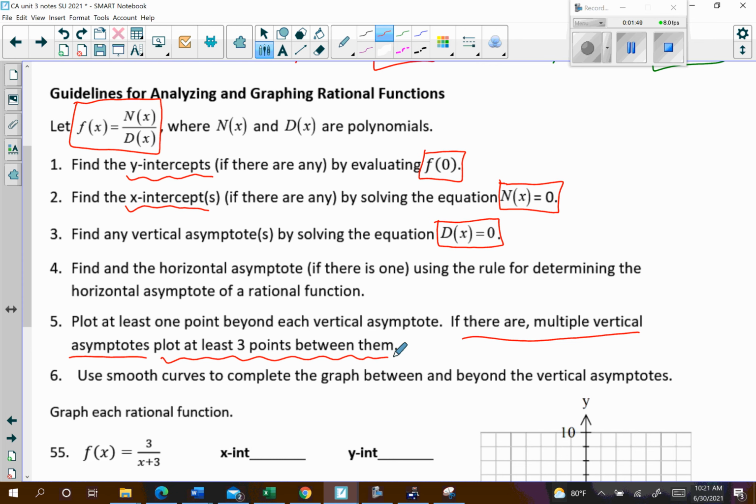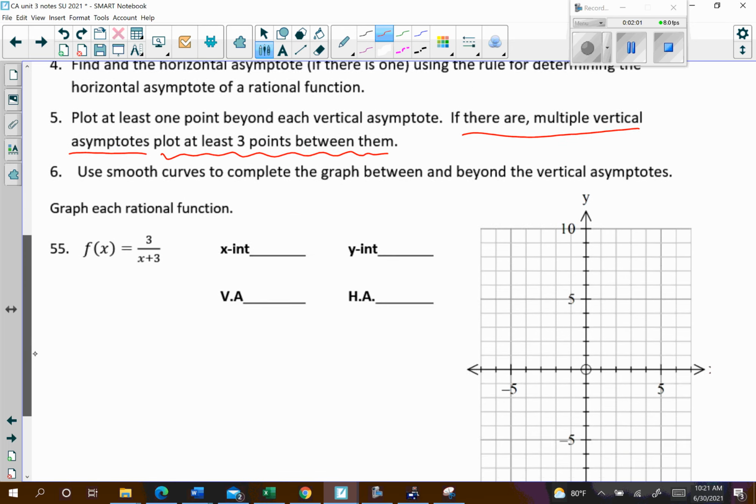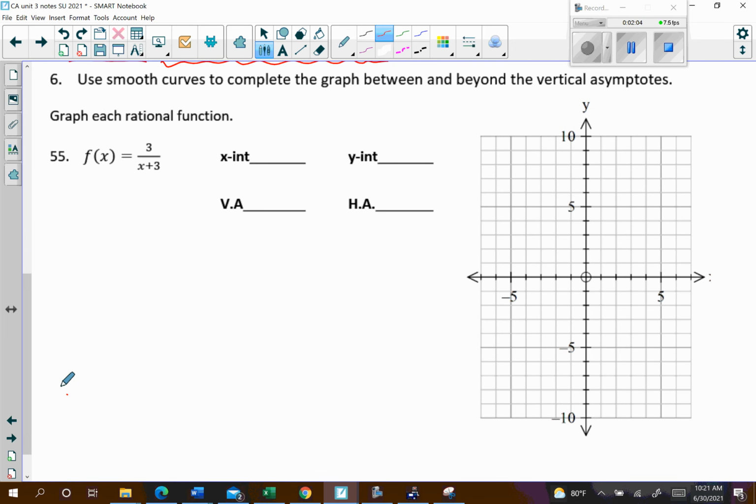And then step six, the main thing is you want to have a smooth curve to complete the graph between and beyond the vertical asymptotes. So just try to make sure everything's nice and clean and smooth. So let's go ahead and get started.